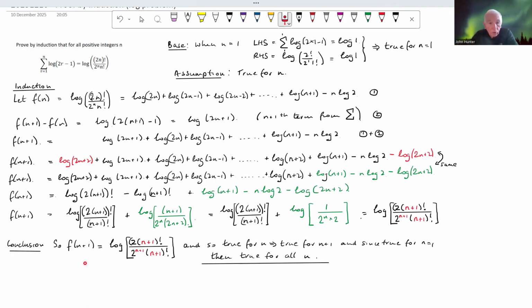And so the conclusion is that f of n plus 1 equals this expression. And so this identity is true for any n. Being true for n implies it's true for n plus 1. And since it's true for n equals 1, then it is true for all n. Right, okay, not an easy one at all.